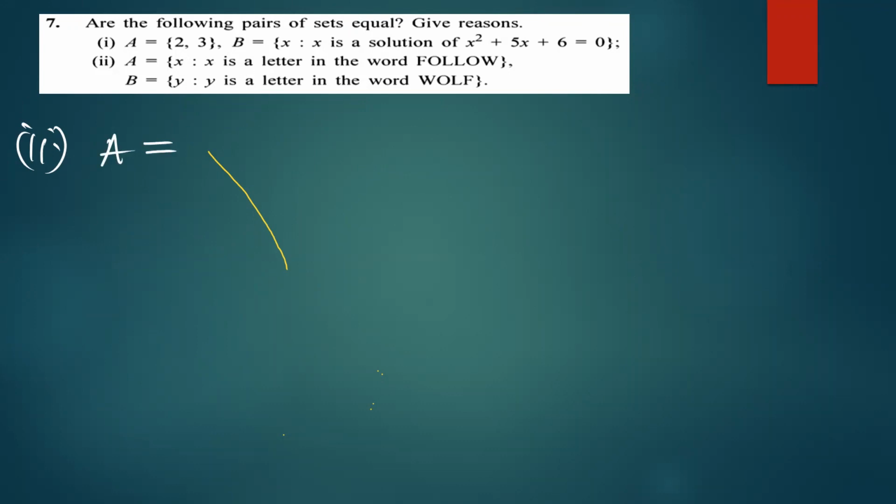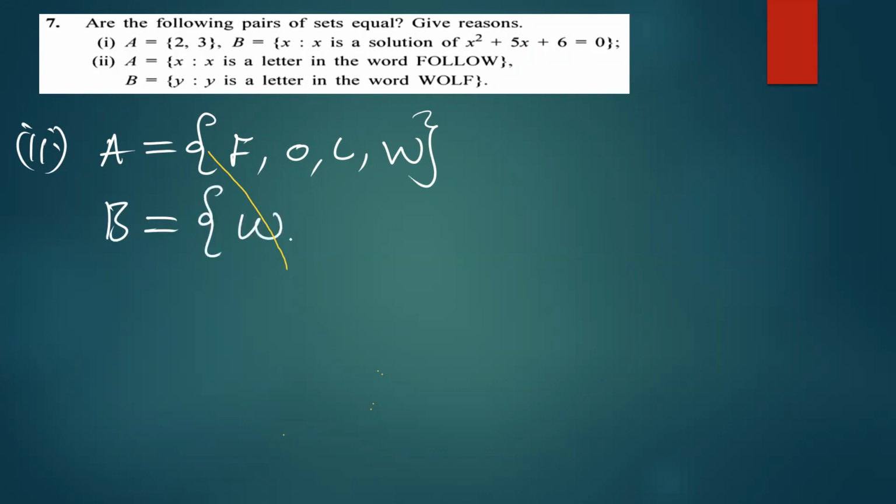Okay, so we have the first set, A is equal to X such that X is a letter of the word follow. So we have set A as F, comma, O, L, W. So we just have to write the letter once. We don't have to repeat it 2 times. Then we have set B. We are saying it's a letter in the word wolf. So we also write our set B. We have W, O, L, F.